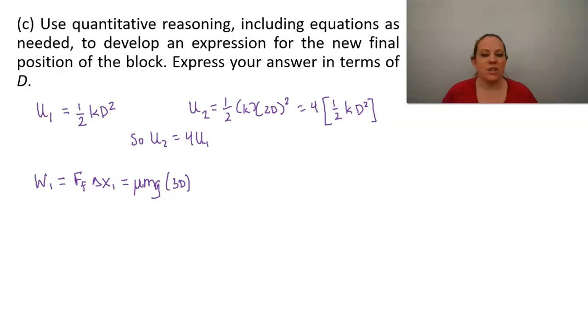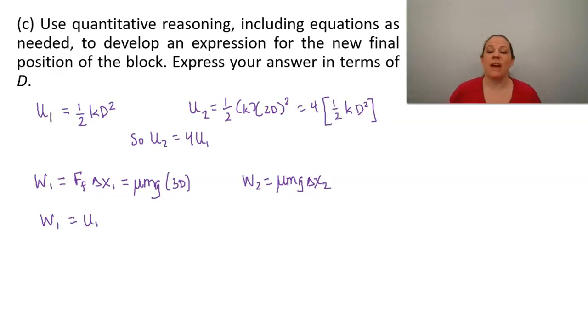So we will also need to note that the work done in our second situation is going to be the same frictional force, μmg, but now times a new displacement that we're ultimately going to solve for. So now we can equate the work done in the first situation to the potential energy stored in the spring in the first situation.